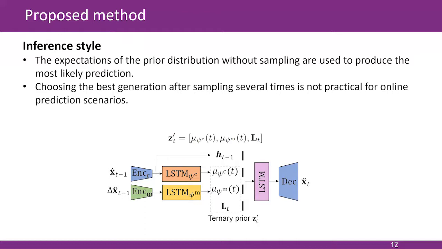During inference, the expectations of the prior distribution without sampling are used to produce the most likely prediction. Also, choosing the best generation after sampling several times is not practical for online prediction scenarios.